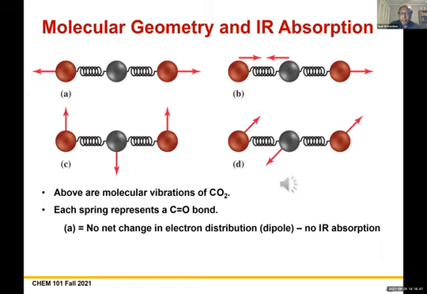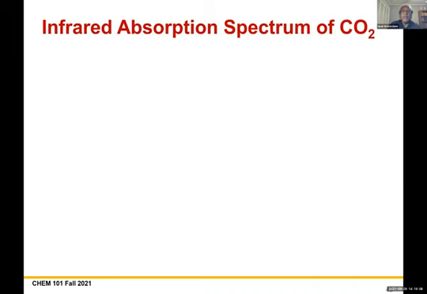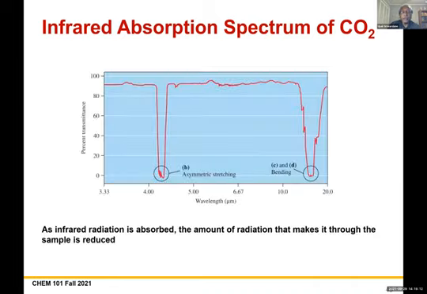Dipole is polarity. No net change in electron distribution in A. B, C, D have change. Therefore, they absorb. Water also has a similar situation. We're not going to talk about it. So, carbon dioxide IR spectrum is shown in this diagram.